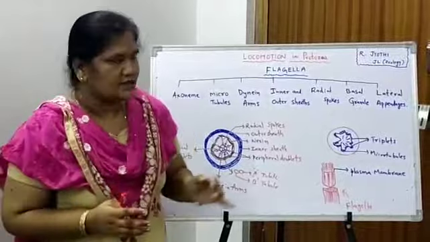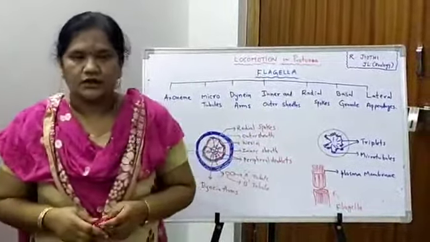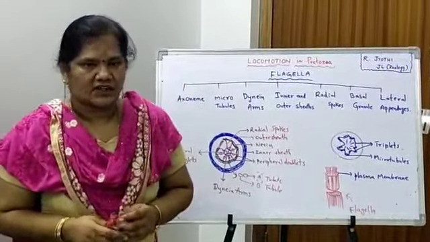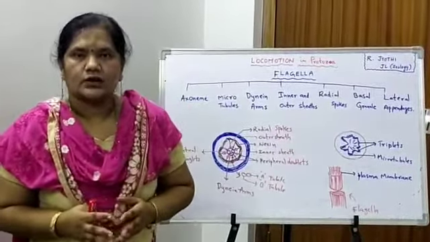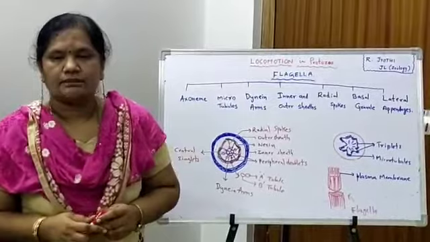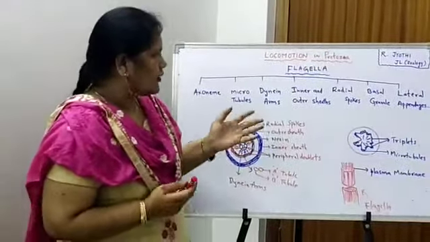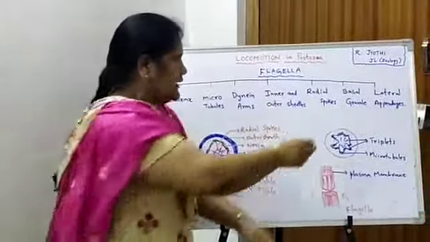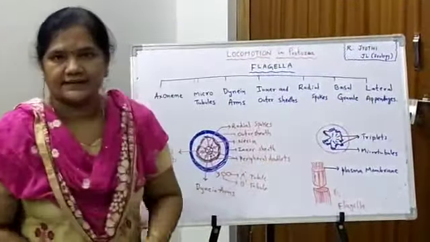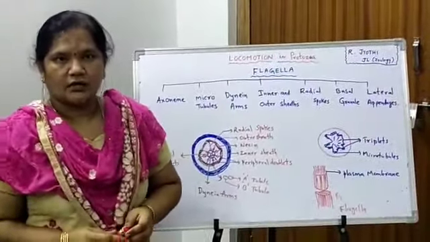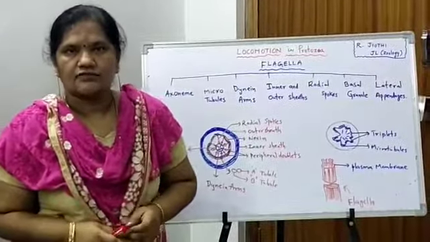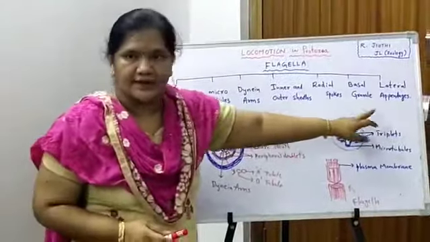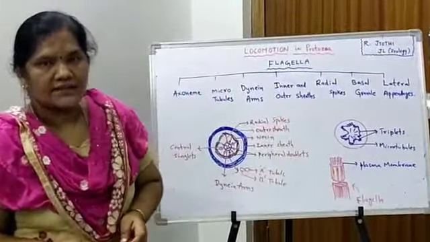The basal granule is also connected to the plasma membrane and nucleus by contractile fibres called rootlets. The rootlets can pull the flagellum and alter its orientation. The last one is lateral appendages. Some flagella bear one or many rows of short lateral hair-like fibrils called lateral appendages, also called mastigonemes.